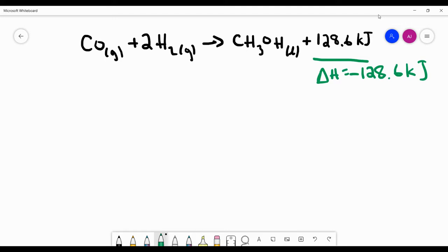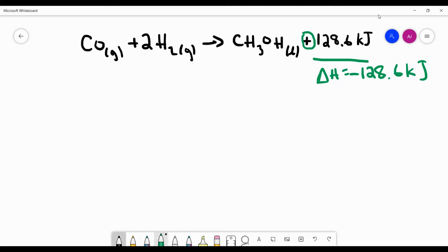If the heat term is on the reactant side, then heat energy is being put in. If heat is on the product side, it's being released. When you write it as part of the equation, it's always written positive, okay? So when you pull it out and write it as a delta H enthalpy value, you have to put the appropriate sign: heat being released is a negative delta H.